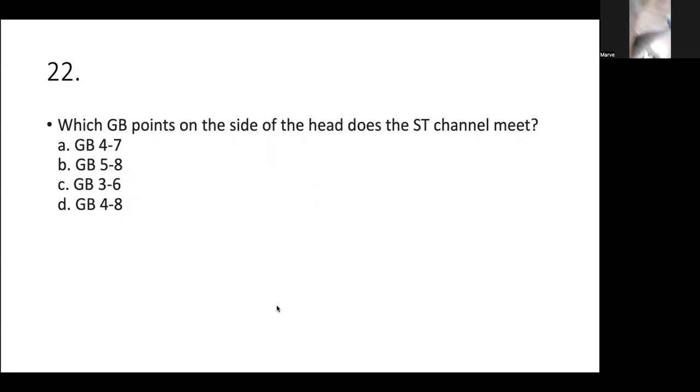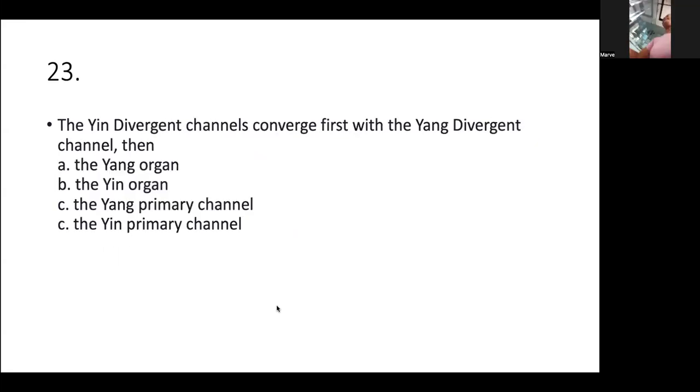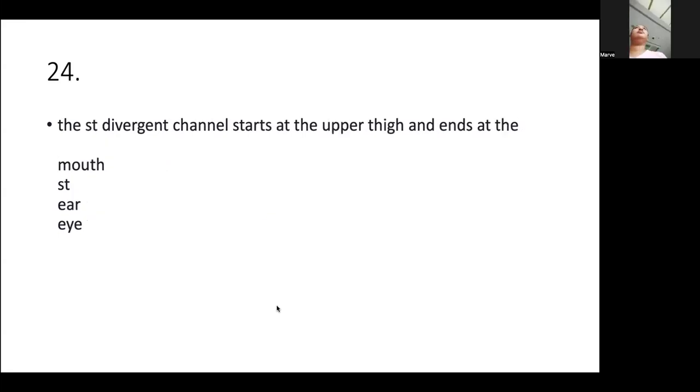Next, which gallbladder points on the side of the head does the stomach channel meet? Letter C, gallbladder 3 to 6. The yin divergent channels converge first with the yang divergent channel, and then the yang primary channel, letter C. The stomach divergent channel starts at the upper thigh and ends where?